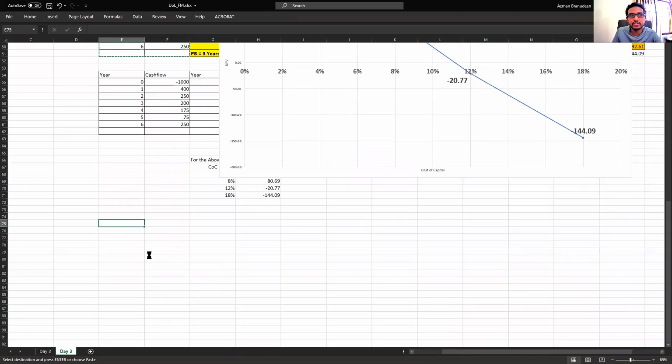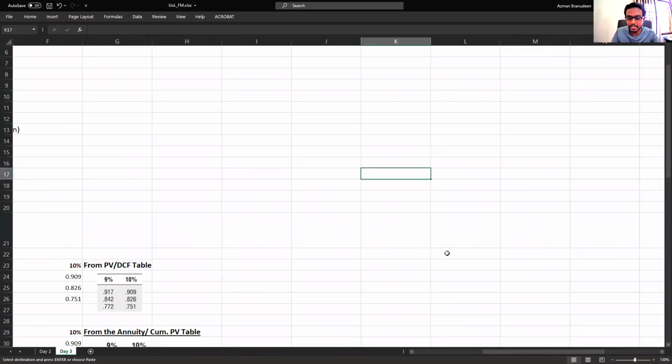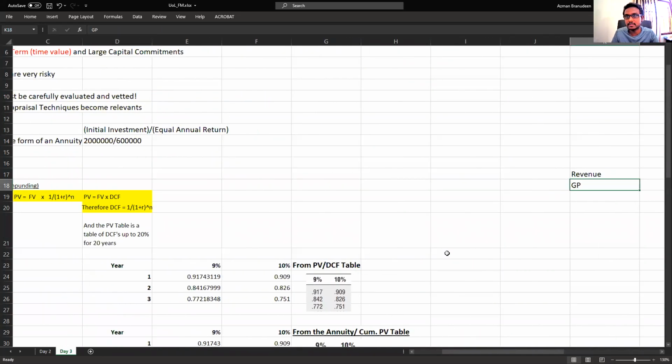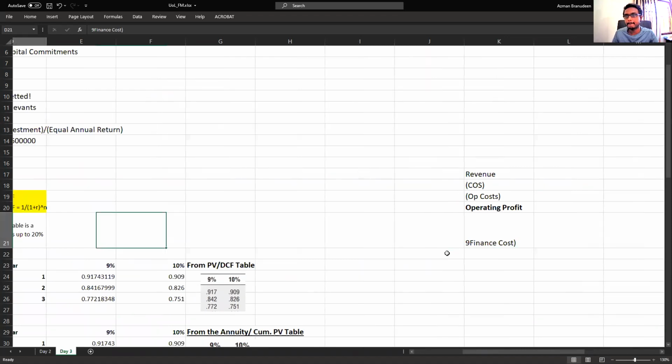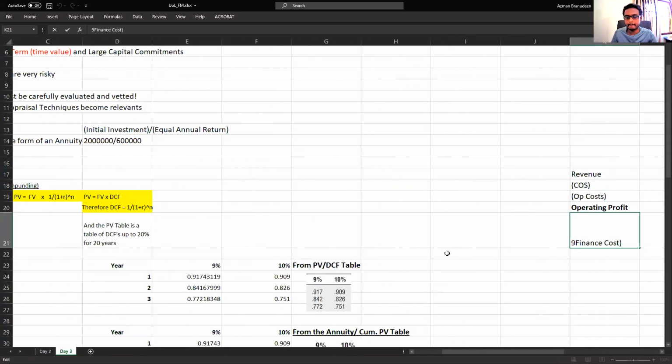You notice in any projects that you do in your P&L, you have your revenue. Then you have your gross profit. You deduct your cost of sales, then operating costs. Then you end up with your operating profit. From the operating profit, you deduct your finance cost. So now what are you left with? You're left with PBT, profit before tax.